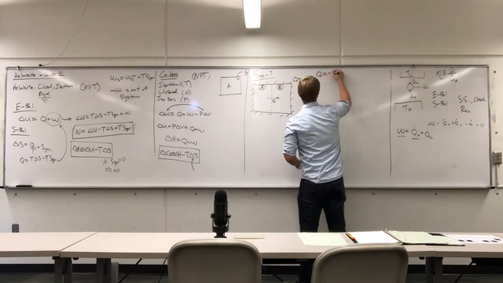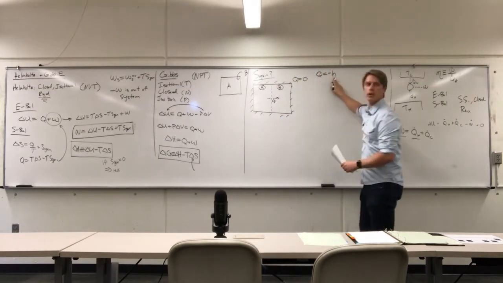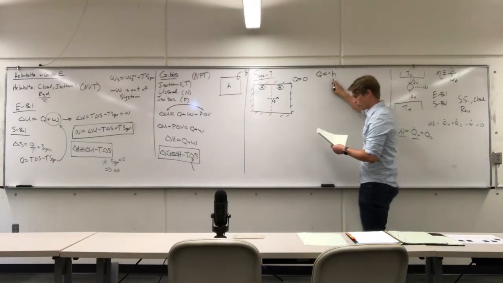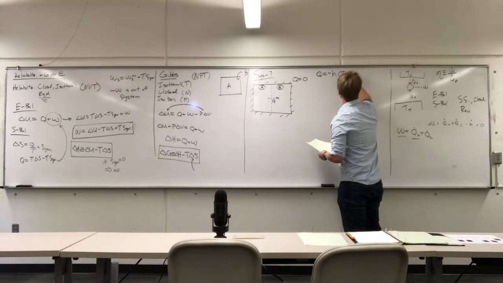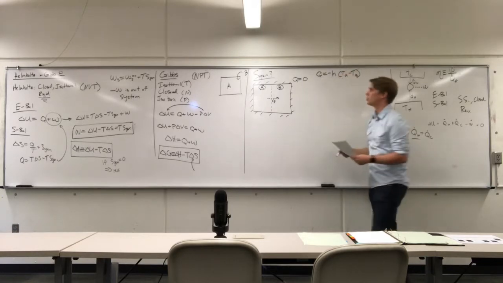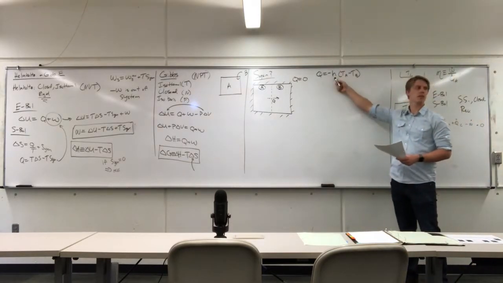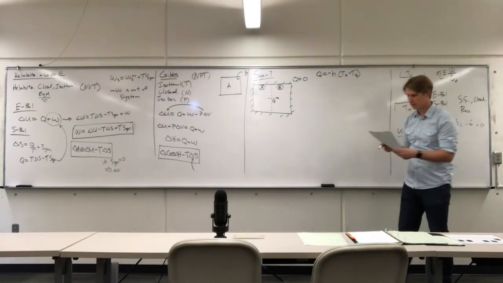So in this case, we're going to say that Q dot, the rate of heat transfer, is going to be equal to minus some thermal heat transfer coefficient H multiplied by the temperature difference between these two reservoirs. We're just going to say that this H value, this thermal conductivity or heat transfer coefficient, is very, very small. And you'll see why we have to make that assumption.